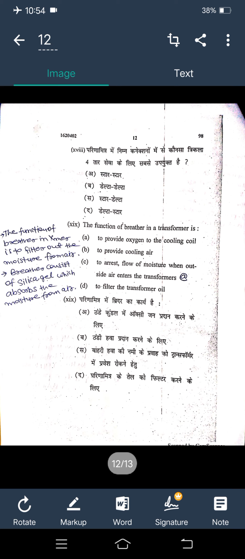Question number 19, the function of breather in a transformer is to arrest the moisture in the atmosphere, to arrest the flow of moisture when outside air enters into the transformer. The right answer is option number C for 19.